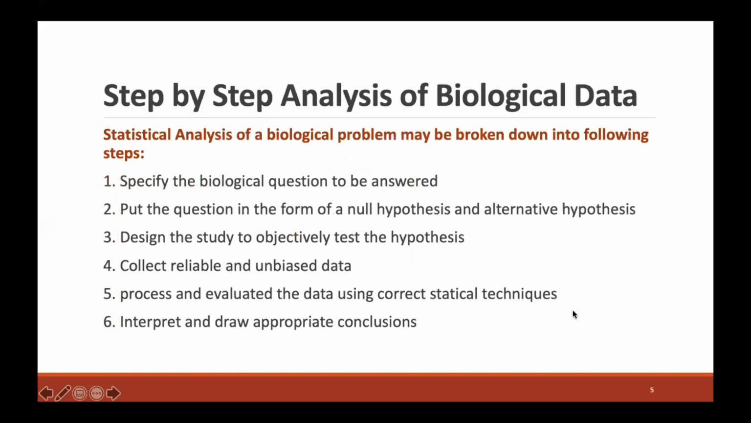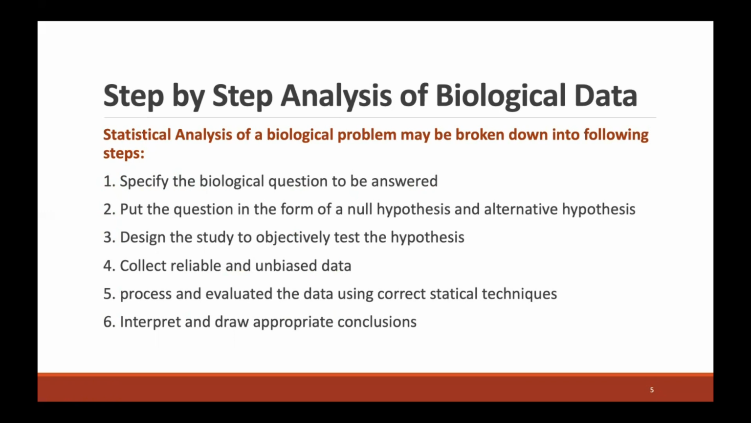So how do we address a biological problem in a statistical way? First, you need to specify the research question that you need to answer. Based on that question, you need to form a null hypothesis and alternative hypothesis. Then you need to design the study objective to test the hypothesis. That means you need to identify what is your outcome variable, what are your exposure variables, what are your confounder variables, mediator variables, and what types of variables they are, etc.